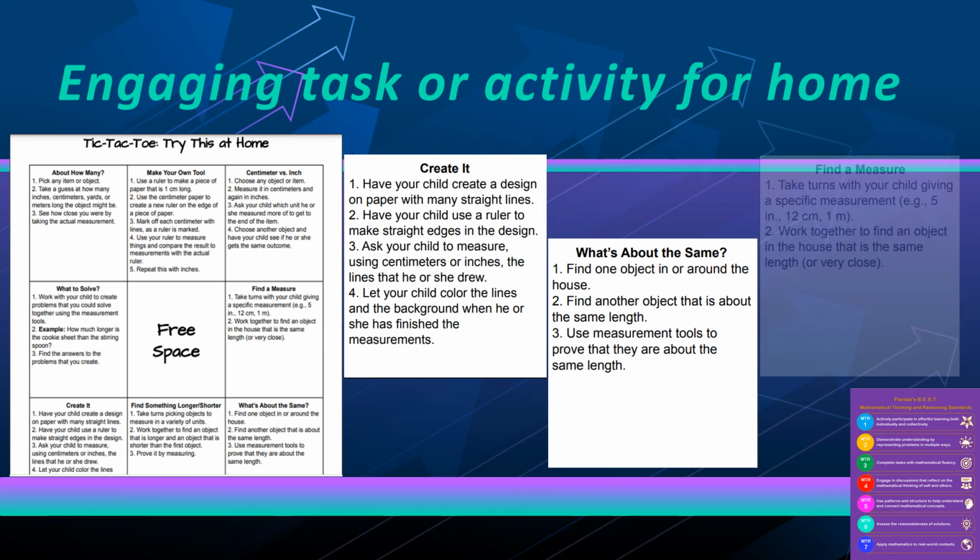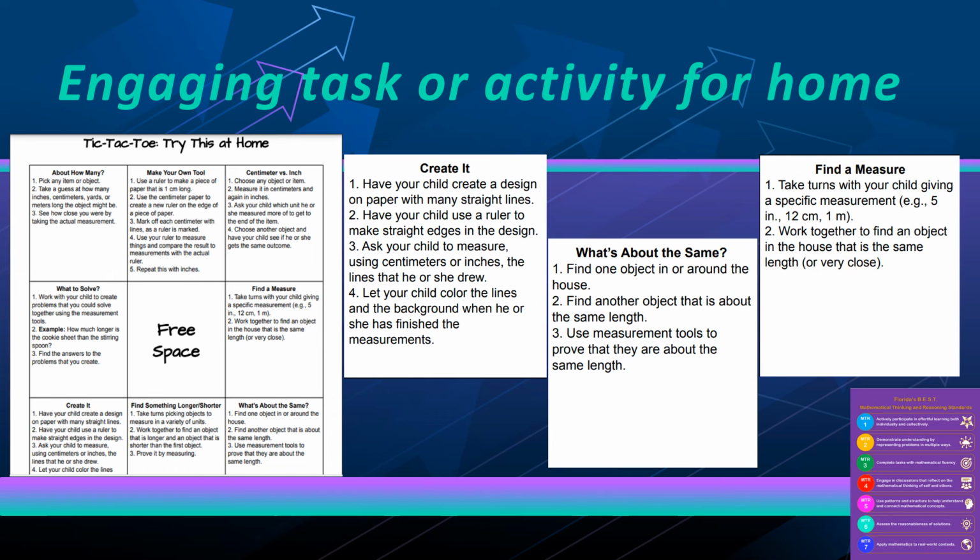Within STEMscopes, you will also find engaging activities for students to continue learning at home. The Tic-Tac-Toe board allows students to choose activities. Some examples are Create It, What's About the Same, and Find a Measure. These activities are not done in the classroom, but are still demonstrating MTRs 2, 3, and 7.